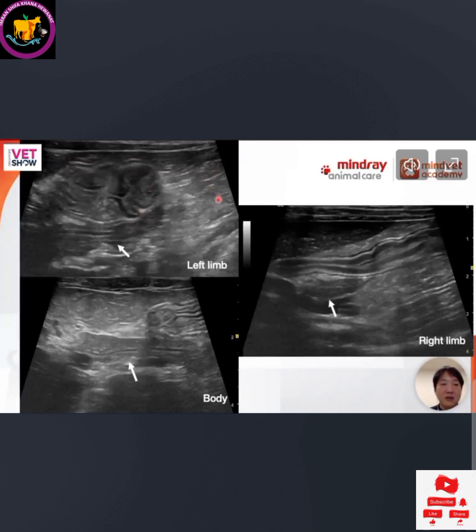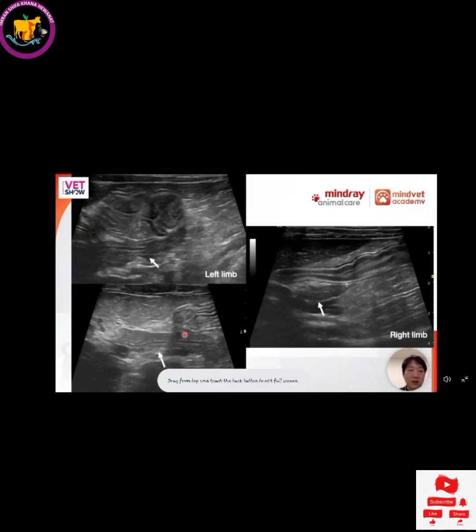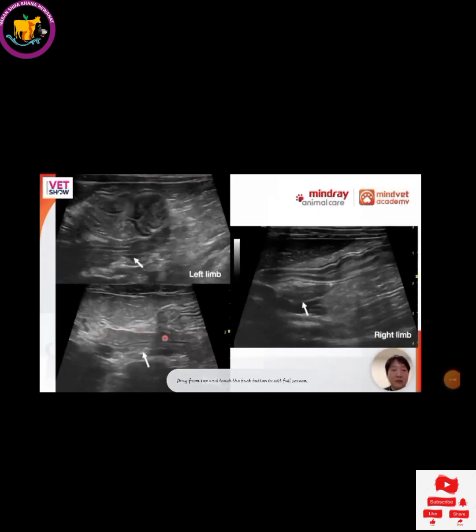You will see the pancreas. And this is the body. It is located around the pyloric region, and this is the right limb that is located along the descending duodenum. You will see the anechoic tubular structure here. This is the pancreatic duct.